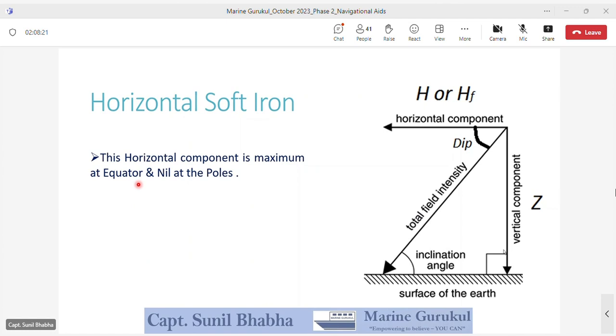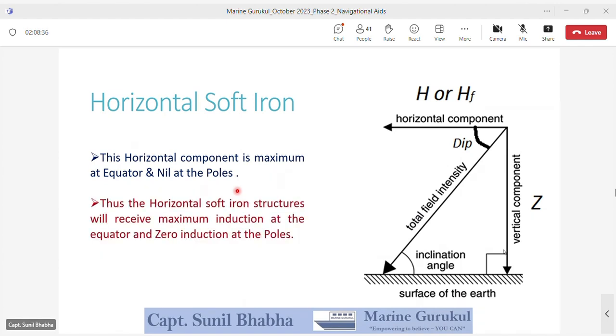And this horizontal component of the Earth's magnetic field is nil or zero at the poles, because at the poles the Earth's magnetic field becomes vertical and it has a zero horizontal component. So this actually gives us an insight into the induction in the horizontal soft iron structures also. The horizontal soft iron structures will therefore receive maximum induction at the equator and zero induction at the poles.